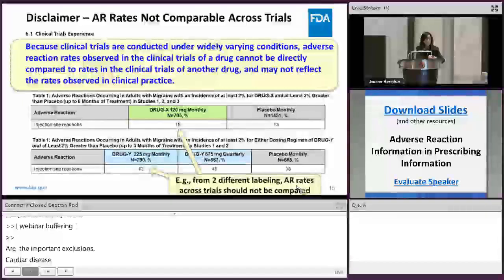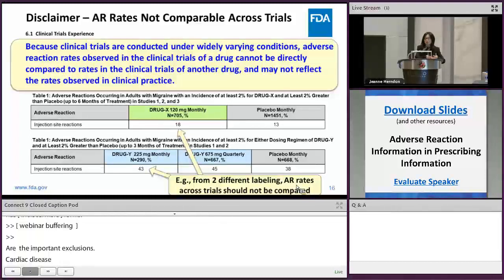Another piece many of you are familiar with, this is the standard disclaimer statement that starts off Section 6.1, and it basically tells you that the clinical trials in general are conducted under widely varying conditions, and so you should not compare rates of the clinical trials of one drug against the rates of another drug, and it may not reflect what you'd see in practice. And so this is part of serving the requirement to include information preceding the adverse reactions that helps you interpret the adverse reactions that you present.